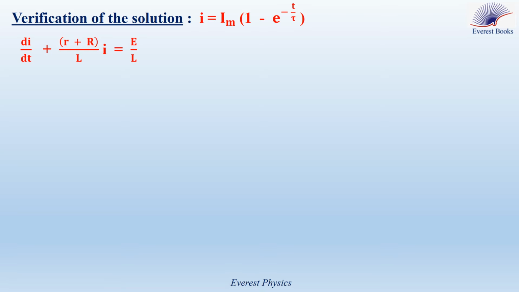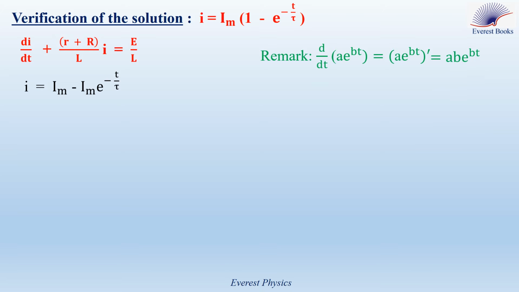Now let's expand the expression of i. So i can be written as Im minus Im e to the power minus t over tau. Before differentiating i with respect to time, let's take this remark. a e to the power bt is a certain expression that varies with the time t. a and b are two constants. The derivative of this expression is equal to ab times e to the power bt.